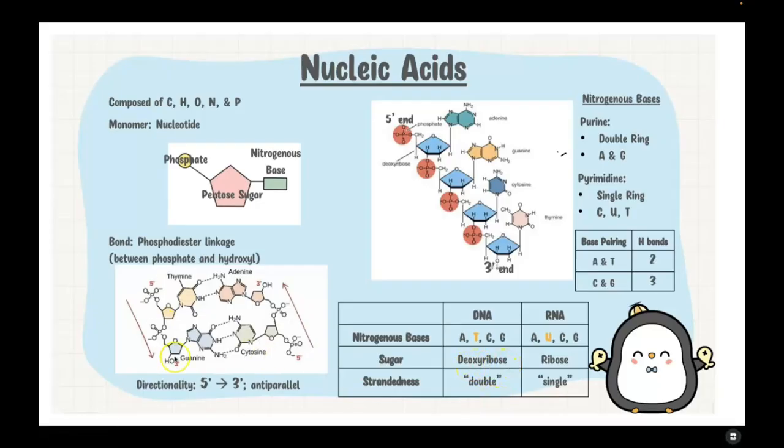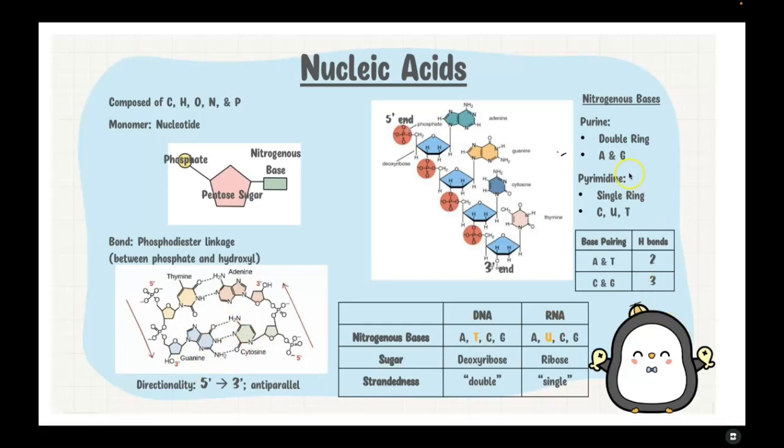DNA is double-stranded, as you can see here, and RNA is single-stranded. So here you can see it goes from 5' to 3', and because it's mirrored, essentially, the other side goes the other way, 5' to 3'. And something to note is the base pairing: adenine and thymine link by hydrogen bonds, 2 hydrogen bonds. And cytosine and guanine link by 3 hydrogen bonds, which you can see here.